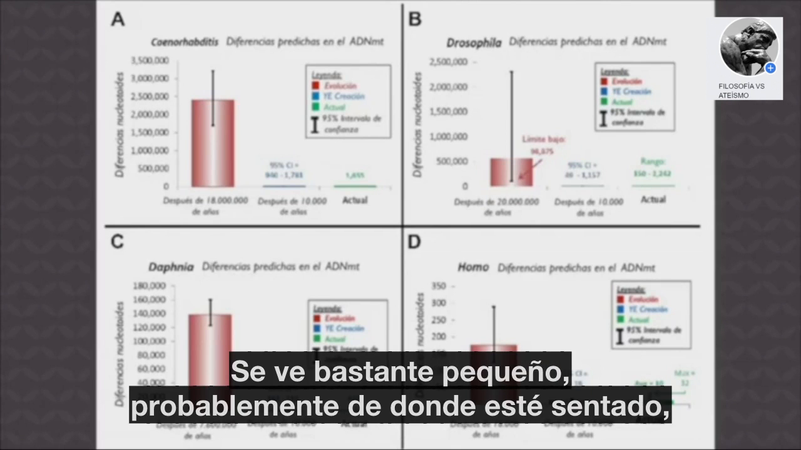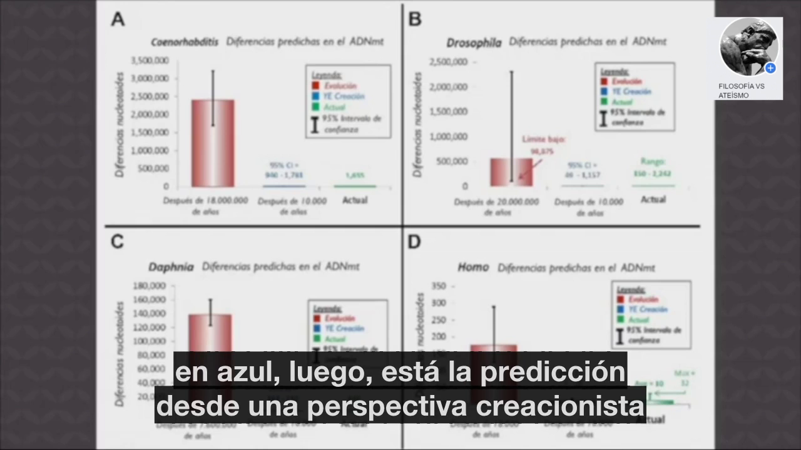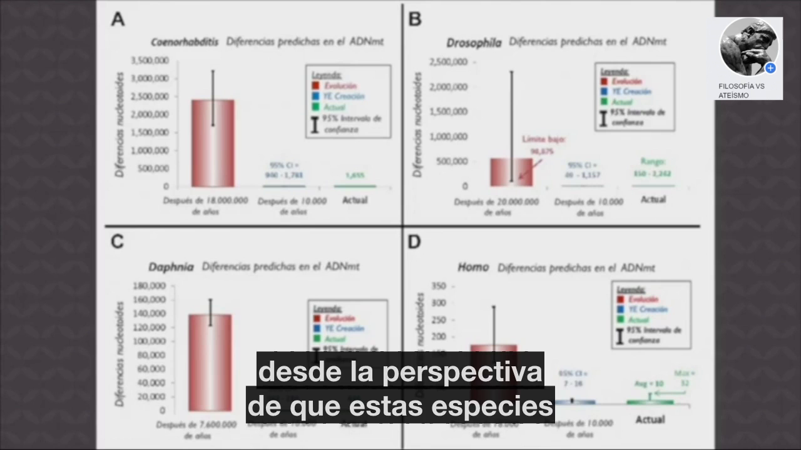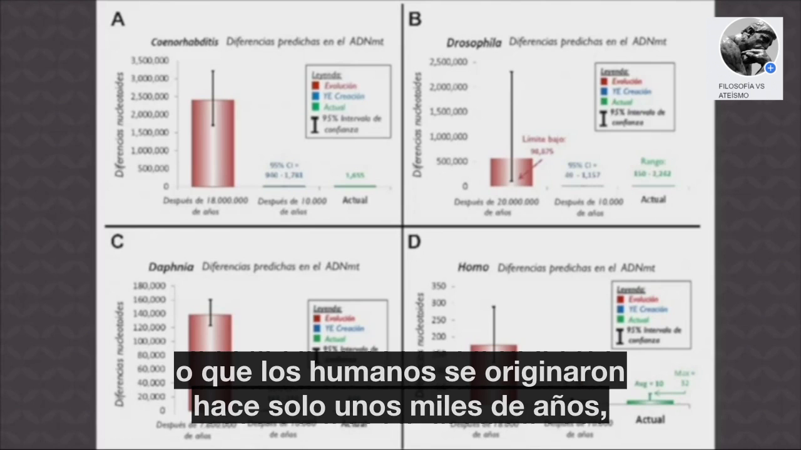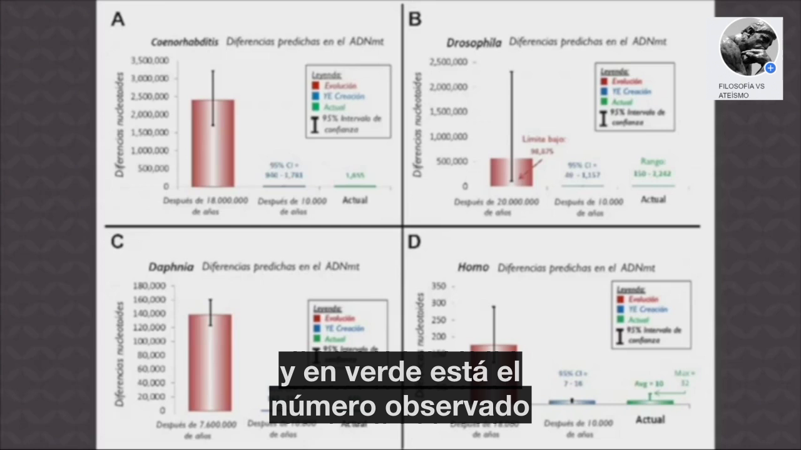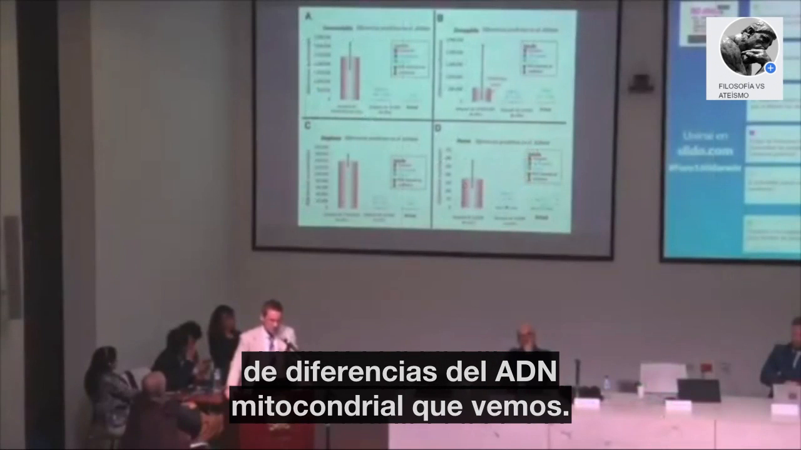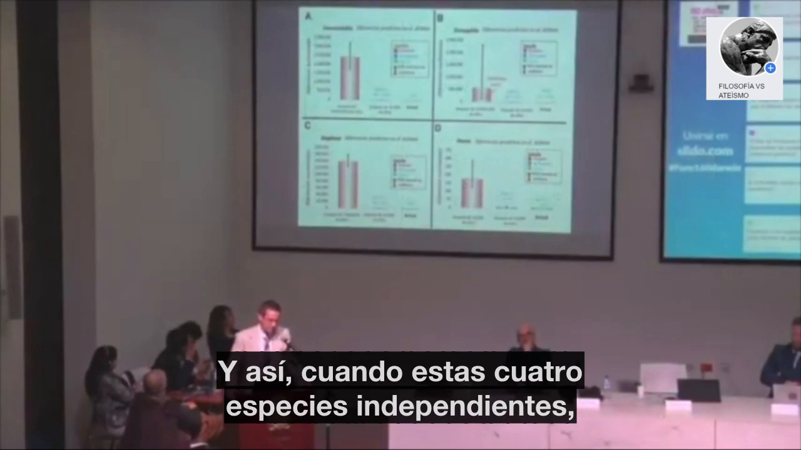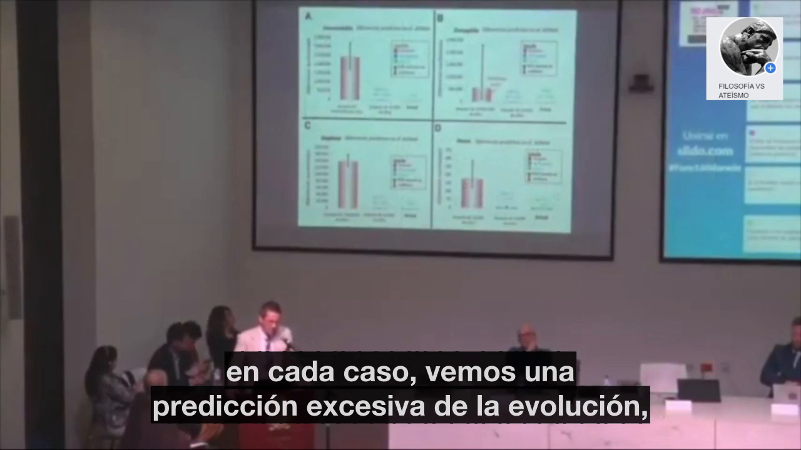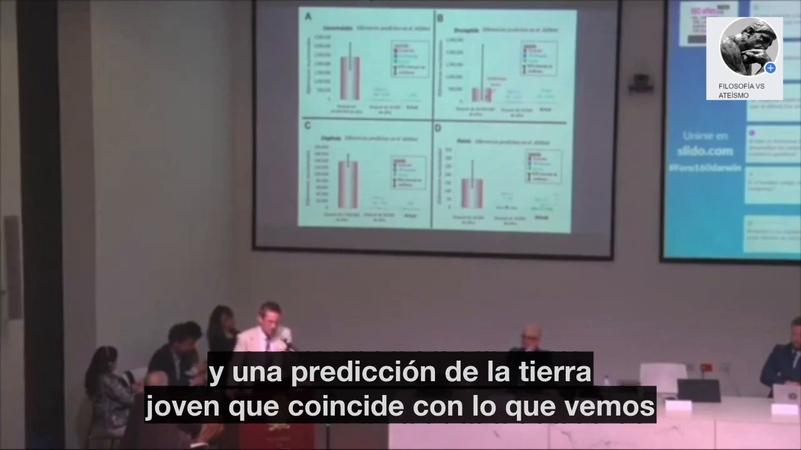It's rather small, probably from where you're sitting. In blue, then, is the prediction from a young Earth creationist perspective, from the perspective that these species, or that humans originated only a few thousand years ago. And in green is the observed number of mitochondrial DNA differences that we see. And so in these four independent species, in each case, we see an overprediction from evolution and a young Earth prediction that matches what we see.